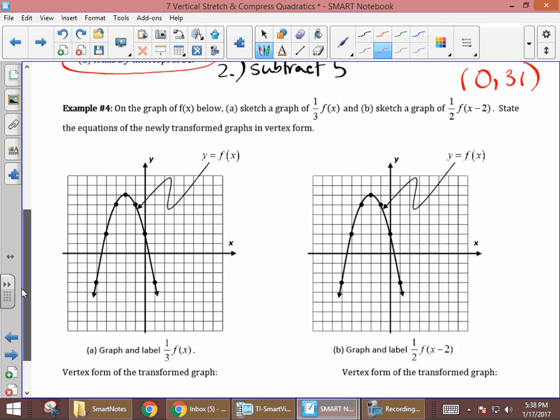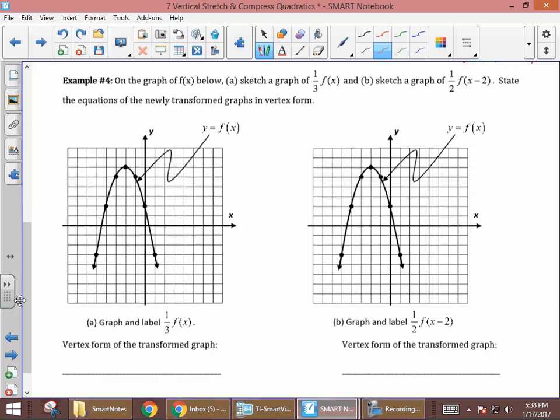Moving on to the last one, and that's example 4. On the graph of f of x shown below, in A, it wants us to sketch 1/3 f of x, and in B, 1/2 f of x minus 2. So a couple different things. On the first one, it's 1/3 the original. So all the y coordinates are going to be 1/3 of what they once were.